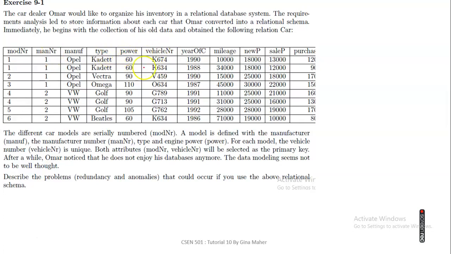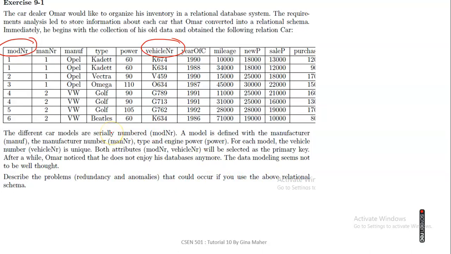Okay, for each model the vehicle number is unique. So together they can be selected as primary key. So in this case, the primary key is the vehicle number and the model number. After a while, Omar noted that he doesn't enjoy his database anymore. The data modeling seems not to be well thought. Describe the problems, redundancy, and anomalies that could occur if you use the above relational schema.